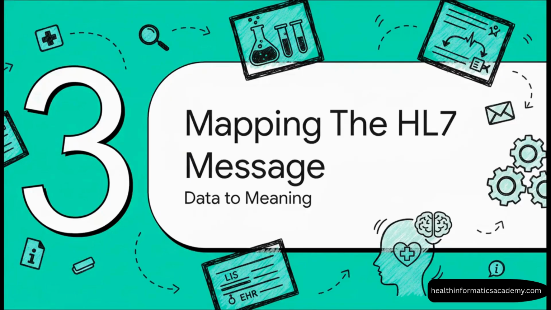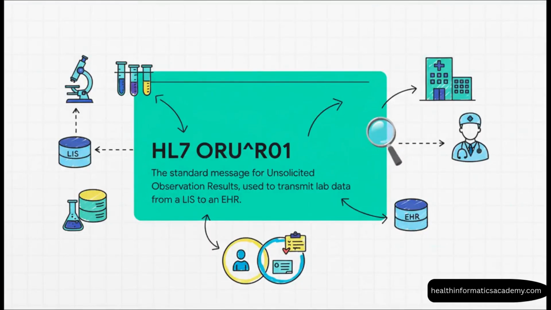Okay, time to roll up our sleeves. We're now at the technical heart of the project, mapping the HL7 message. This is all about turning raw, cryptic data fields into something that has real clinical meaning. The standard that makes this all possible is Health Level 7, or HL7. It's a universal language of healthcare data. Specifically, for lab results, we're using the ORU R01 message.